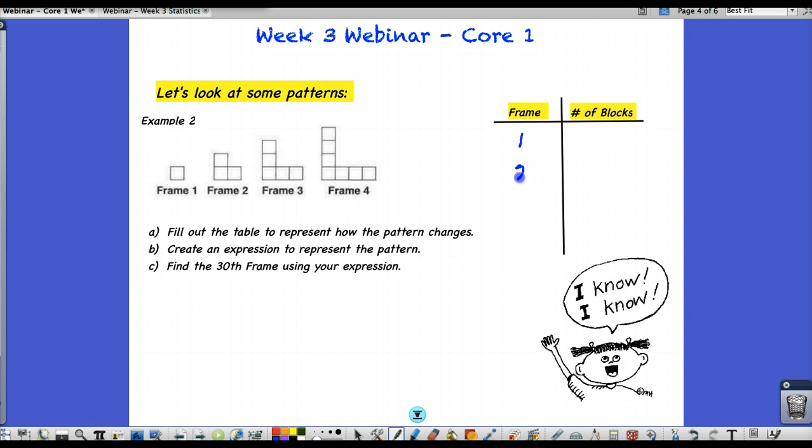Is it going up by 2? That's an awesome first start. So think about what you would need to do to get this number of blocks if you know it goes up by 2 every time. That was really fast.